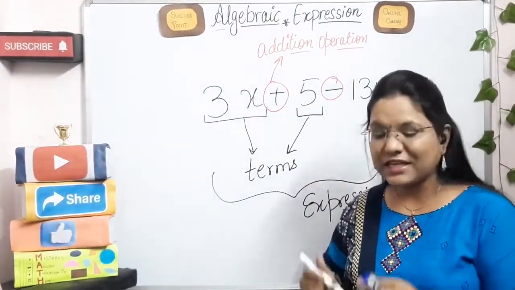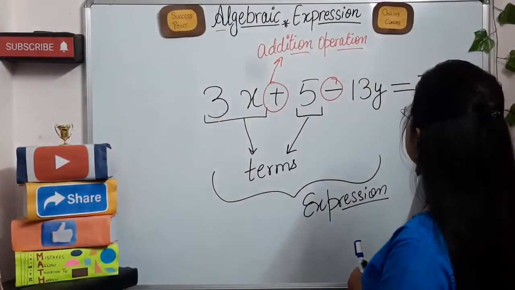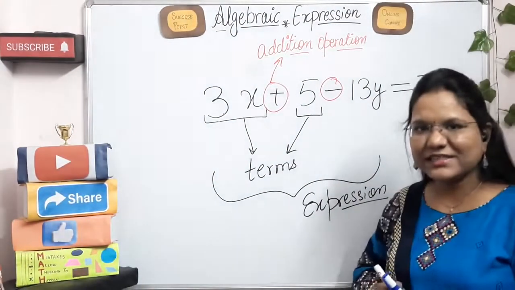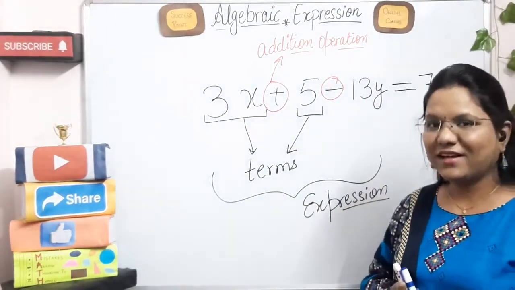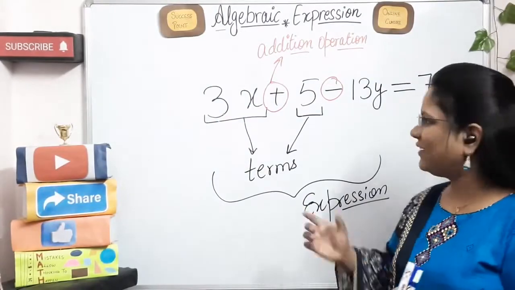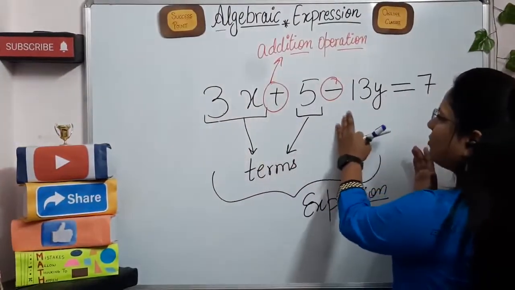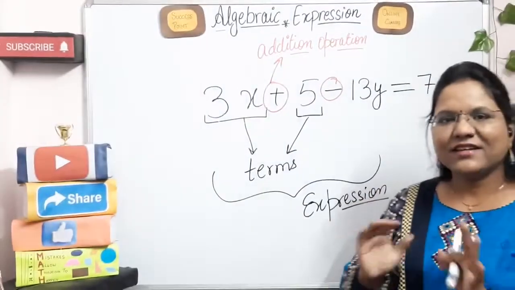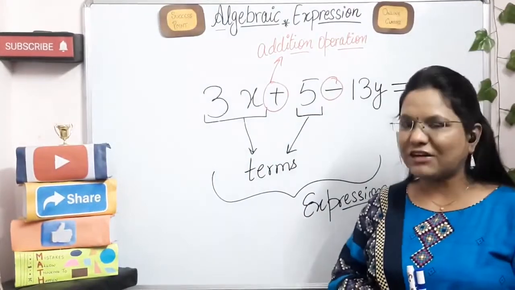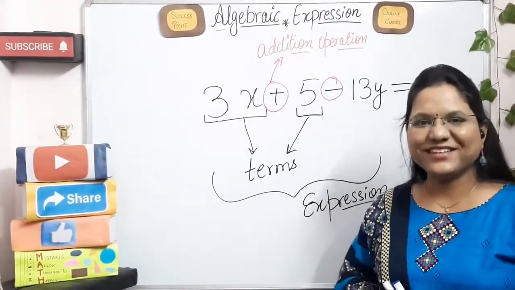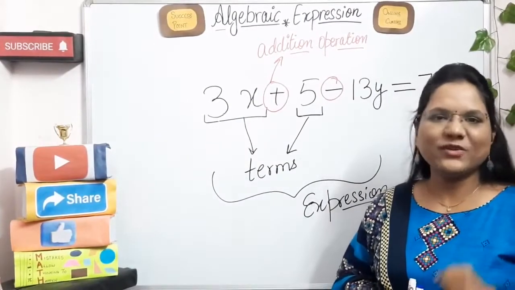Is it okay guys? Now one more thing, if we add equals to 7, what can we call this complete statement? We can call 3x plus 5 minus 13y an expression, made of these terms. Now if you get an equals to sign with it, we call it an equation. Whenever you get an equals to sign, it is an equation.